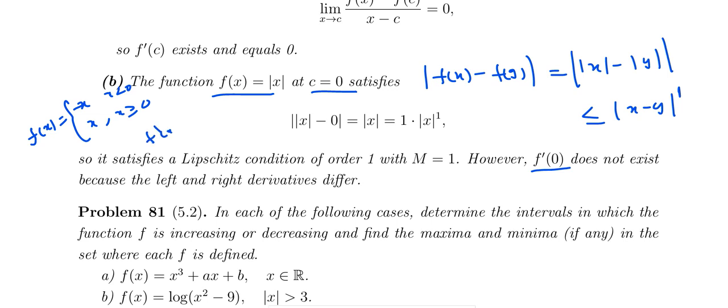So f dash of x can be proved using the definition. Or, more simply, it is minus 1 for x less than 0 and plus 1 for x greater than or equal to 0. Here you can see the left hand limit and right hand limit are different. So the derivative doesn't exist at the point 0. Since the left hand and right hand derivatives at 0 are different, f dash of 0 doesn't exist. Therefore, for the Lipschitz condition of order 1, there is continuity but no derivative. That is the example.